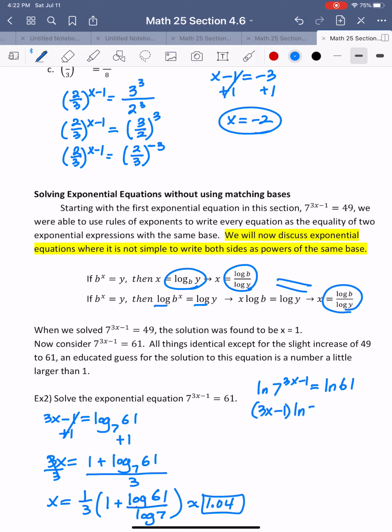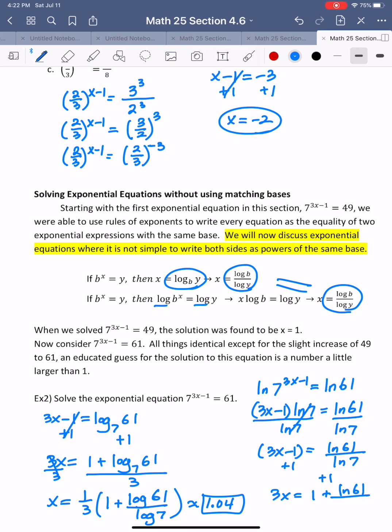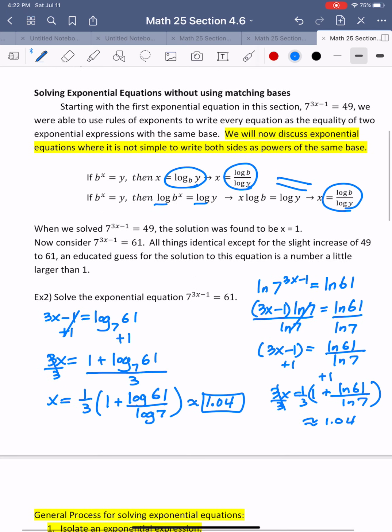And then we got 3x minus 1 times ln 7 equal to ln 61. And then divide by ln 7 on both sides. So 3x minus 1 equals ln 61 divided by ln 7. Then add 1 on both sides, so 3x equals 1 plus ln 61 over ln 7. Divide by 3, which is the same as multiplying by 1/3. So x equals that, and you get the answer of 1.04. But I used the log for this one.